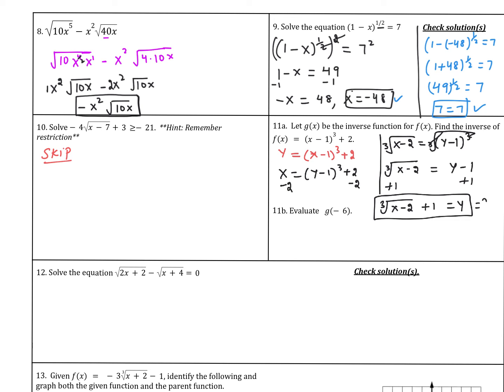And you can write this as g(x). So after you find g(x), which is the cube root of x minus 2 plus 1, the inverse of the given function, you're going to plug in x as negative 6, because we got x as negative 6 here. You get negative 6 minus 2, which is negative 8. The cube root of negative 8 is negative 2, plus 1 is negative 1. So g of negative 6 is negative 1 as your answer.